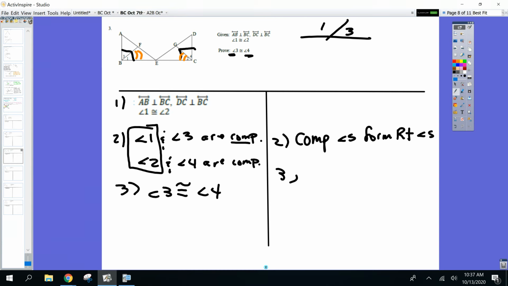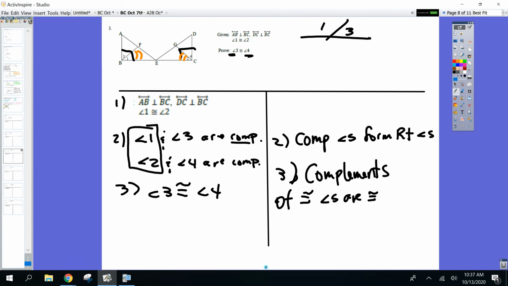Everyone see I could use that too. Complements of congruent angles are congruent. That's the other way we could have done it. Okay? And yes, you needed to tell me what angles are complementary before you write down any complementary theorem.